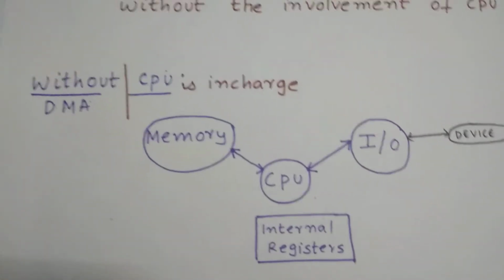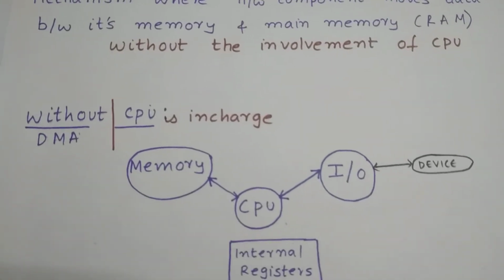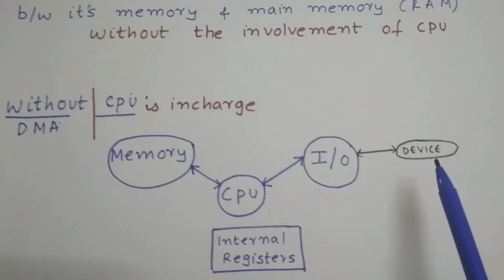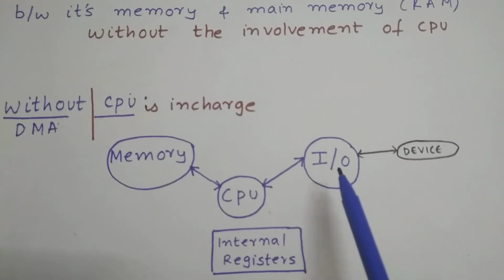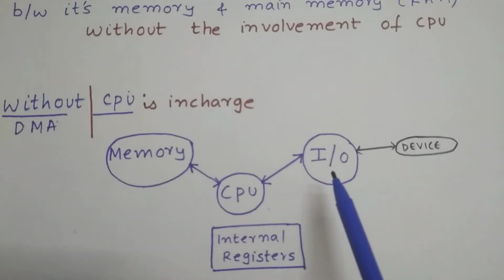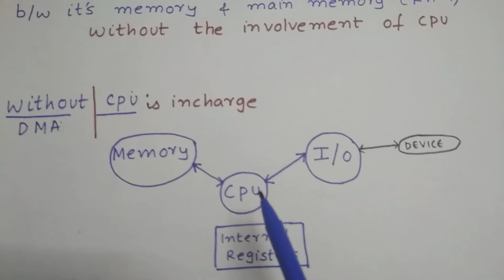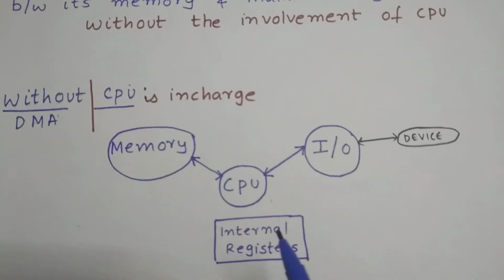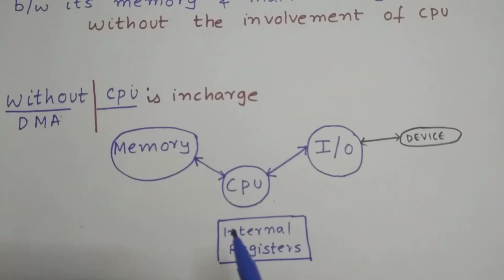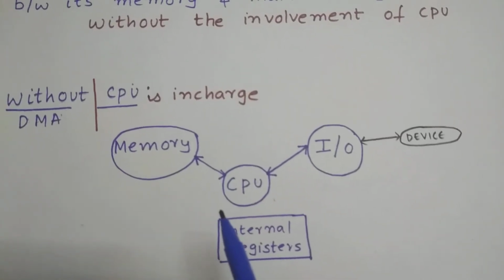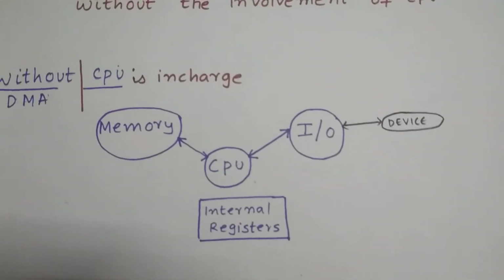So what happens when the CPU is there? As you can see over here, with the CPU in charge, let us say the device is a pen drive. The pen drive sends the data to the IO interface. The IO interface will store it in its internal buffers. Then on the request of the CPU, it will send the data and the CPU will store it in its internal registers. So the CPU will write or read the data from the memory to the internal registers or to the memory. Okay, so this is the process which will happen when the CPU is in charge.